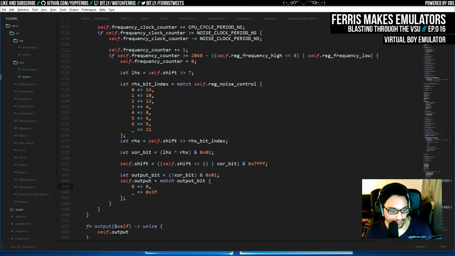Zama UK 83 says, would the mask not be 7F for a 15-bit register? I believe 7F gives you a 7-bit register. This should be 15. I think 7F is 7 bits.